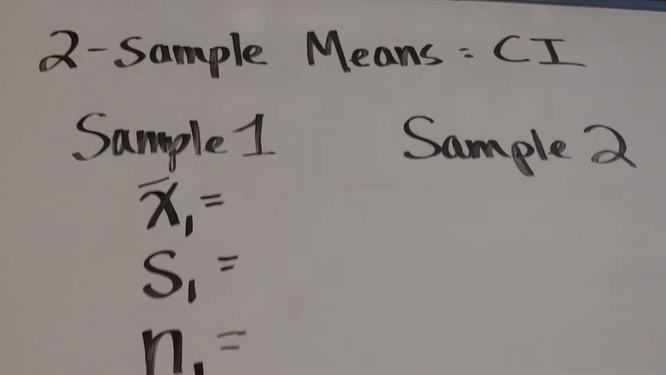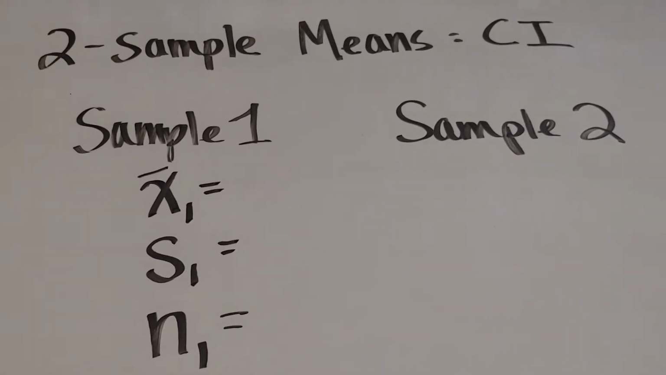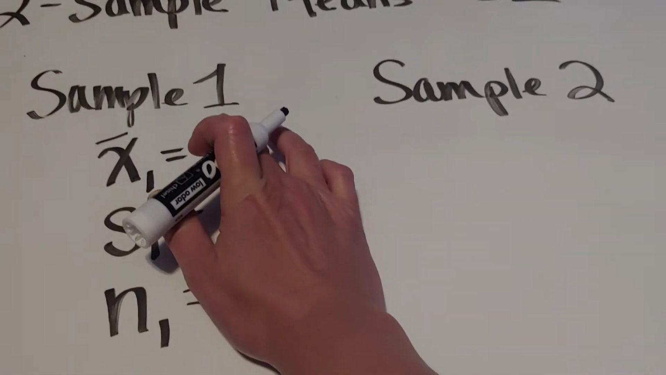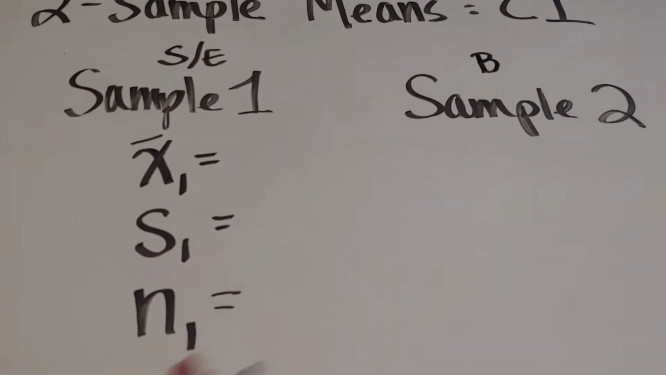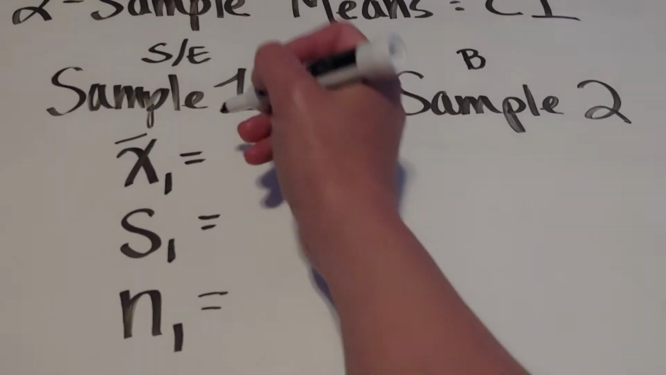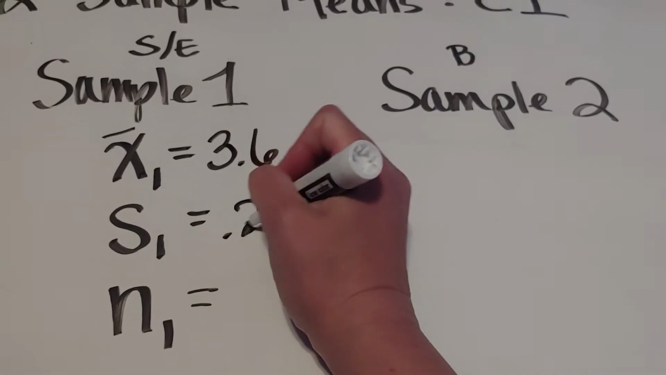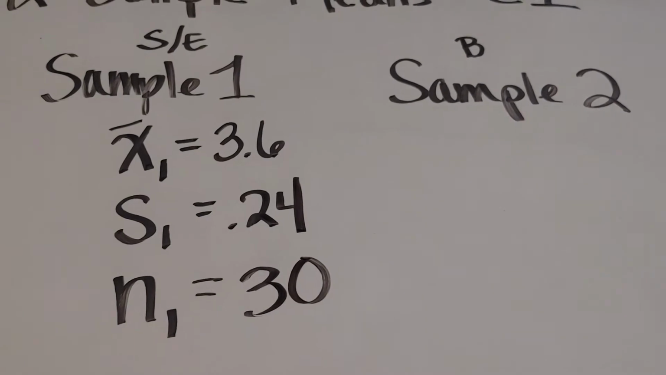Okay, let's say that I want to look at, how about GPAs? Let's say that I want to look at the GPAs of engineering majors and science majors. So this will be science and engineering versus business majors. And I want to know if they are similar, close enough to be considered the same, or if they are different. Okay, so let's say that the average GPA here was 3.6. I had a standard deviation of 0.24, and let's say I asked 30 of those students.